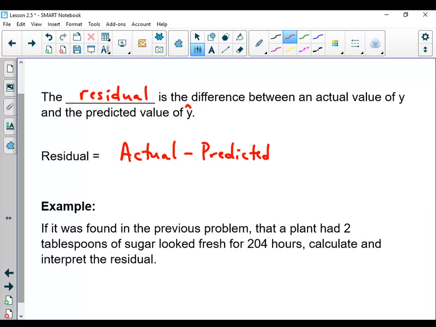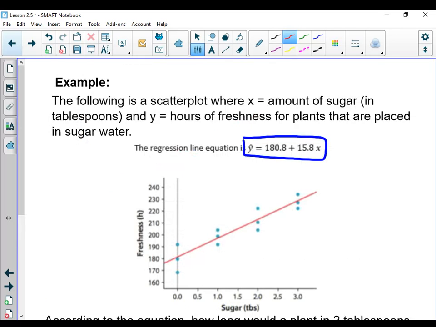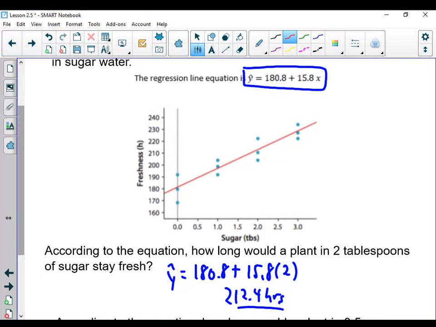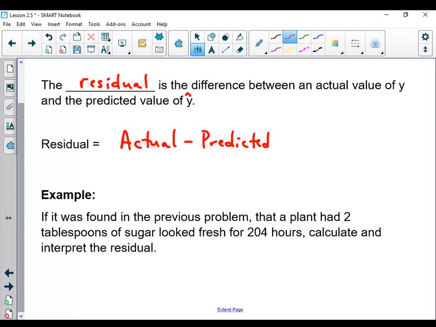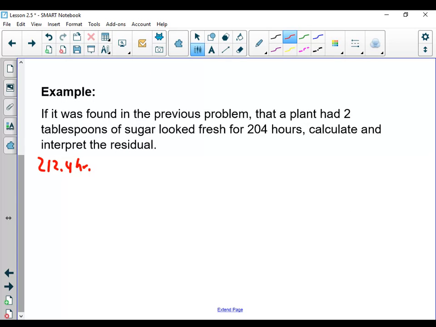So let's go back to that example where we were putting 2 tablespoons of sugar in. And we made the prediction earlier, when we put 2 tablespoons in, that it would last 212.4 hours. So that was our prediction. But we decided, I'm going to go ahead and do the experiment. I'm going to go ahead and put 2 tablespoons in. I'm going to check for the freshness. And when I did that, I found out that it was actually 204 hours.